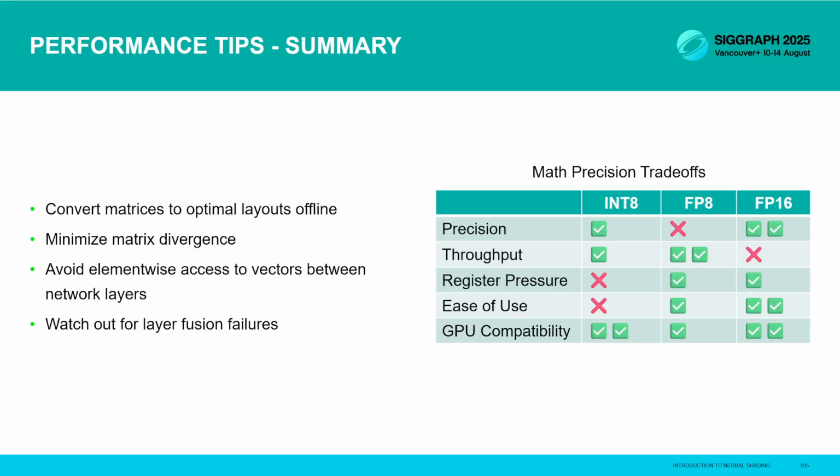I would like to end this section with a high-level summary of the performance tips. First, use the matrix layout conversion APIs to make sure that the matrices are in the right layouts before doing inference or training. Second, structure the workload to minimize matrix divergence. Third, avoid element-wise access to vectors between MLP layers by using vector intrinsics and vector load and store functions. Fourth and final, keep in mind that layer fusion is a fragile thing and it might fail.